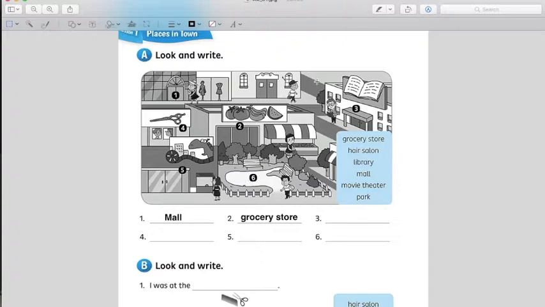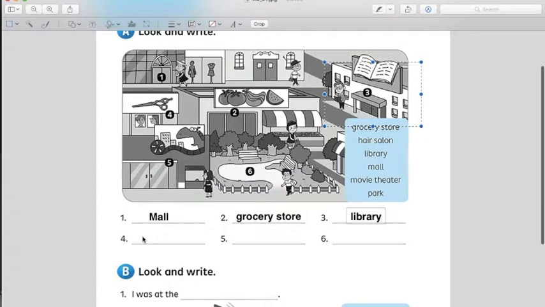Here's number 3. We see a big book there. I wonder what that is. Where can you get books? I believe that would be the library. Library is where you can find books. That's why you see the books here. But you borrow the books.